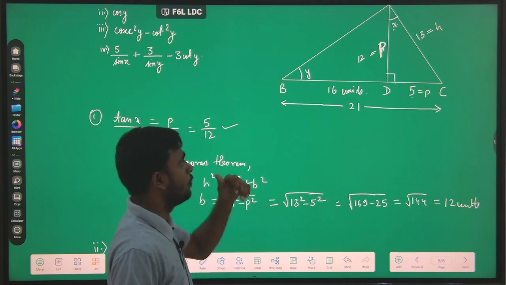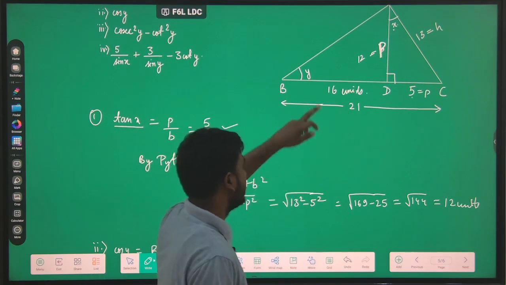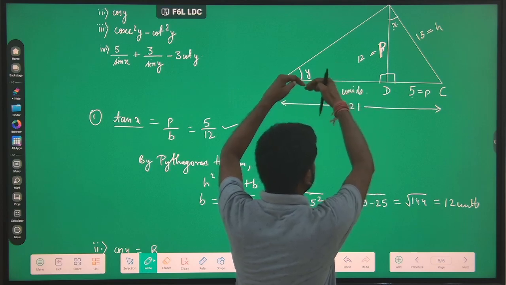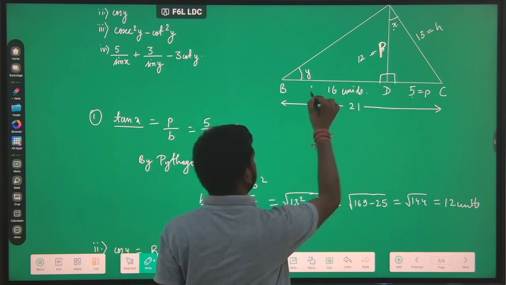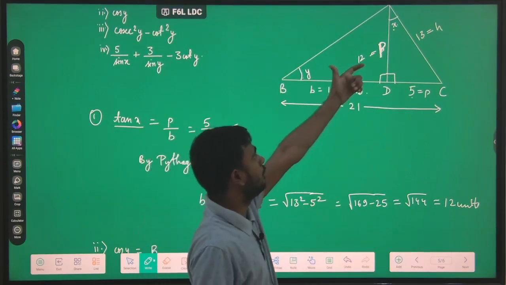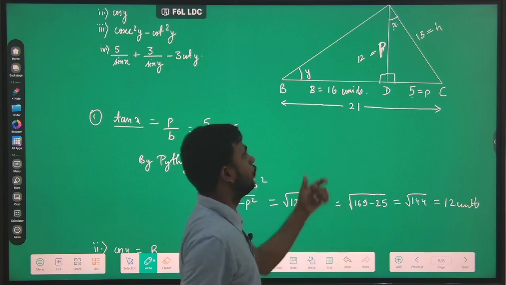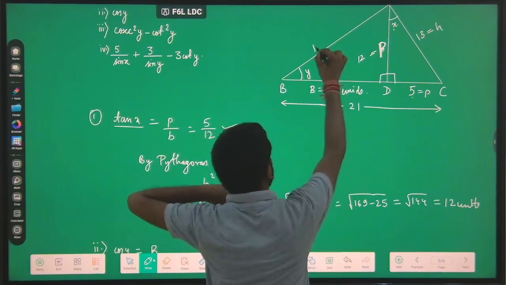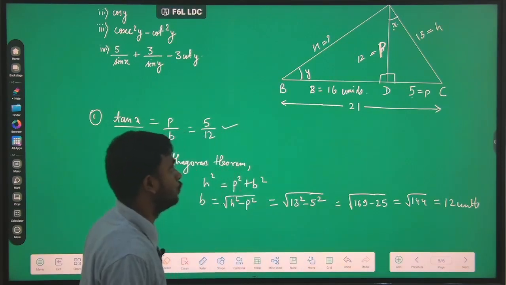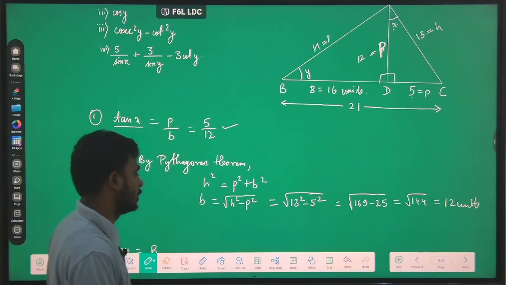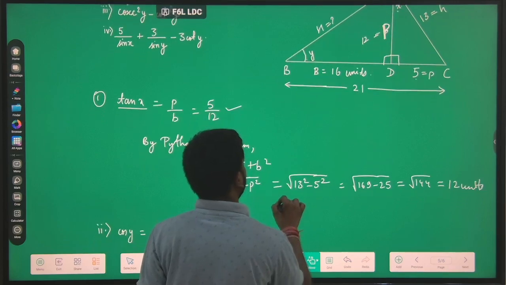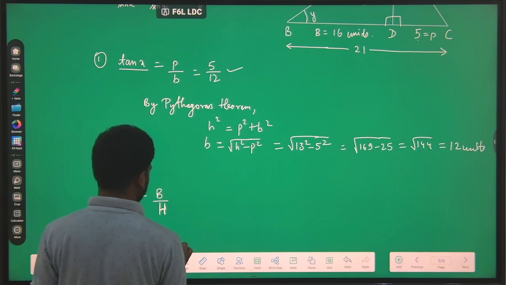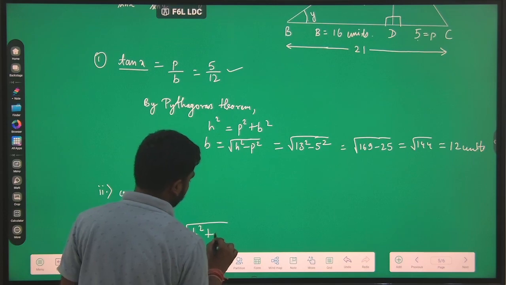Now what can we do? What is this 16? It is the base, since here the angle is 90 and the angle is slanted in this base. That is why we can say that this is our base. So we have got the perpendicular and the base for this angle Y. Our hypotenuse is not given, so we are going to find it. It will be root under b square plus p square.